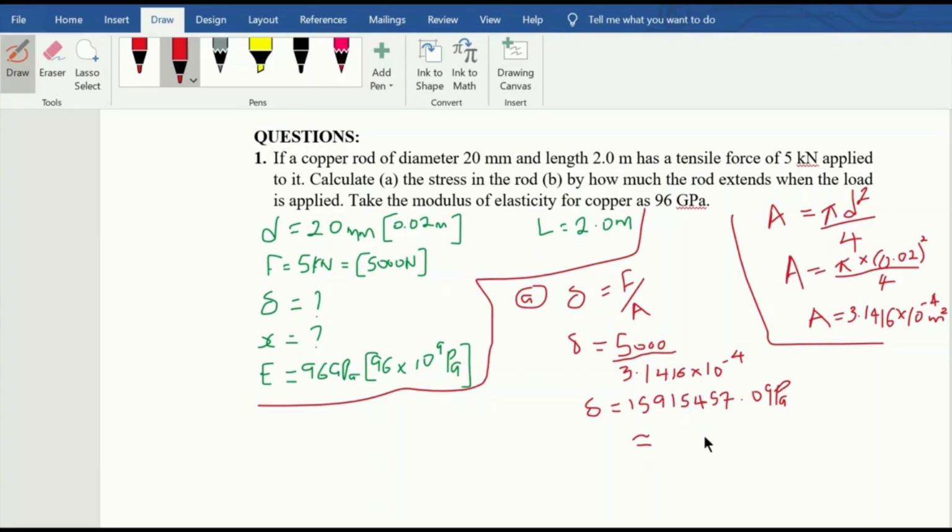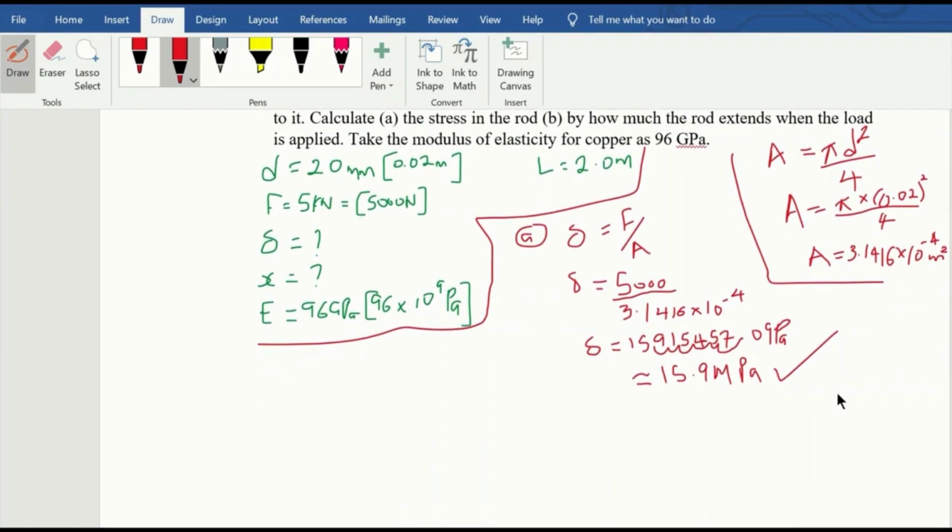Now I can convert this to megapascal. I take my decimal point and move it 6 places backwards, so it becomes 1, 2, 3, 4, 5, 6. So that's a 6, that's a mega. So we now have 15.9 megapascal. So that is the stress in the rod. That is our answer for the stress in the rod.